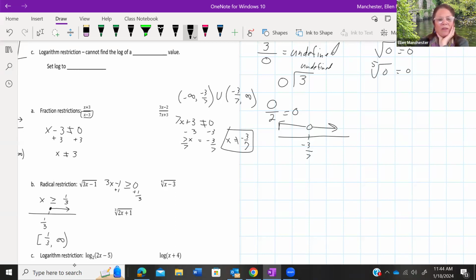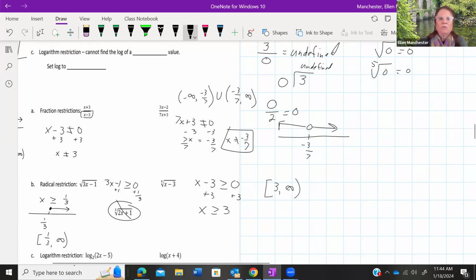Okay, now this one, the restriction doesn't matter. There are no restrictions. I can have a negative underneath there. That totally works. This one, I can't because it's an even index. So x minus 3 greater than or equal to 0. I add 3 to both sides, and I get x is greater than or equal to 3. So in interval notation, again, it would look like that.